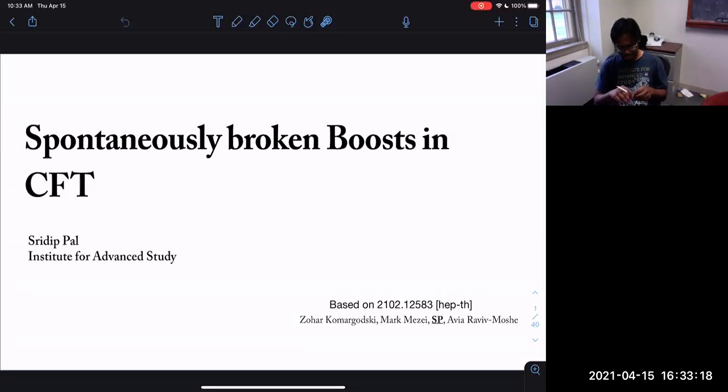So the aim of this talk is to unpack whatever I said in the following 1 hour. So let us begin with the very basic thing. What do we mean by Goldstone theorems in this context?